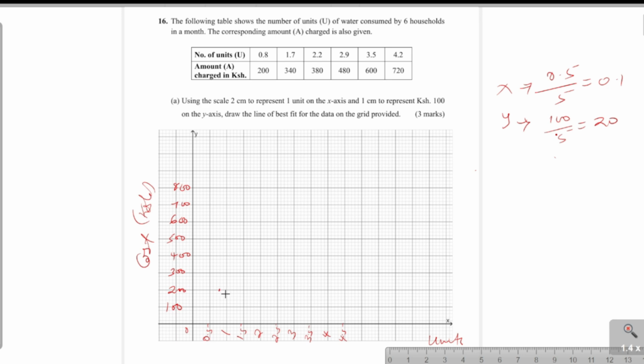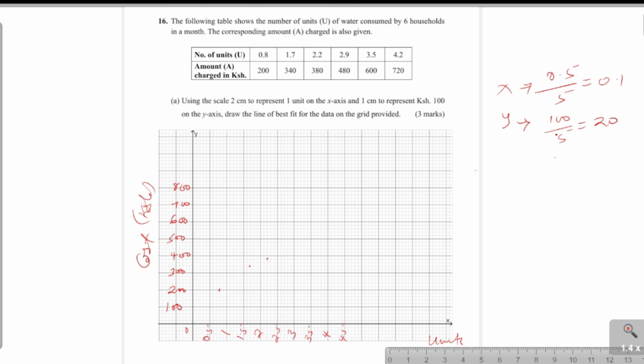So 0.8, 200 will be there. 1.7, 340. So these are 1.6, 1.7, 340. So 340 will be there. 320, 340 is okay. Then 2.2, 380. So 2.1, 2.2, 380 will be there.